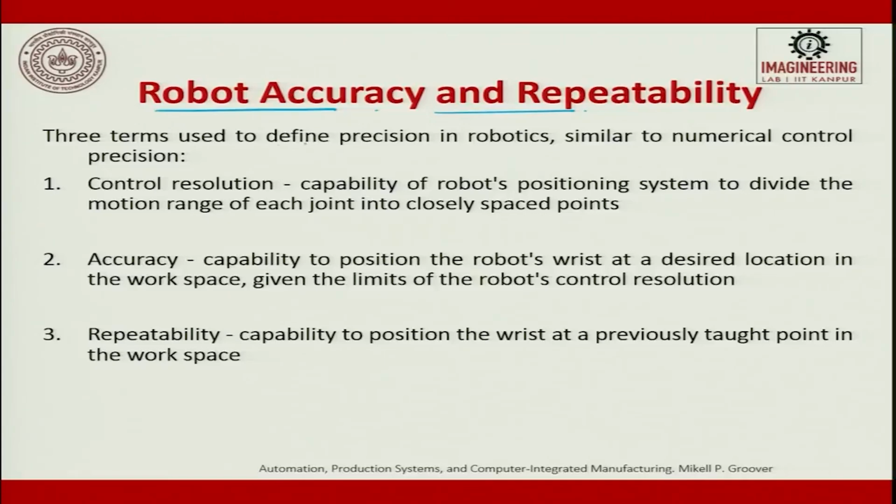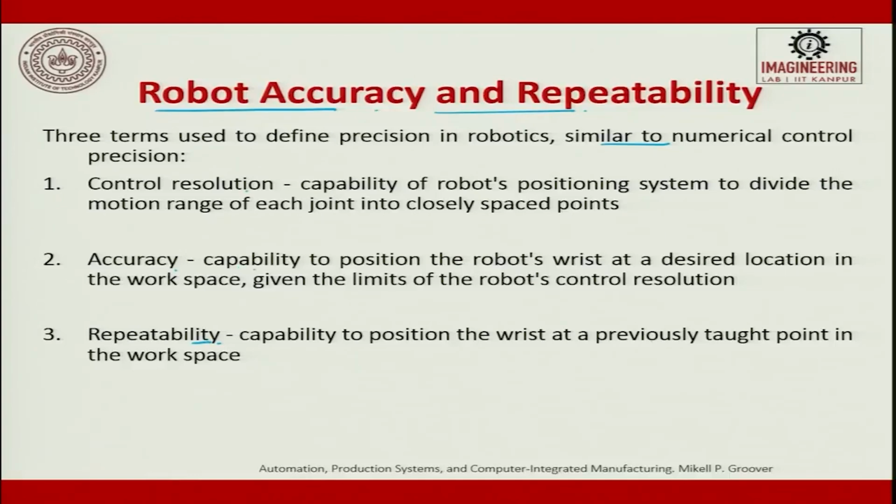The last part of the robo discussion is we have to understand robo terminology called robo accuracy and repeatability. There are 3 terms which are defined as far as robo is concerned, which is very similar to that of a numerical control system: control resolution, accuracy and repeatability. Repeatability is the capability to position the wrist at a previously taught point in the workspace repeatedly. If I repeatedly do a task, repeatedly go to the same place, the capability to position the wrist at a previously taught point in the workspace is repeatability.